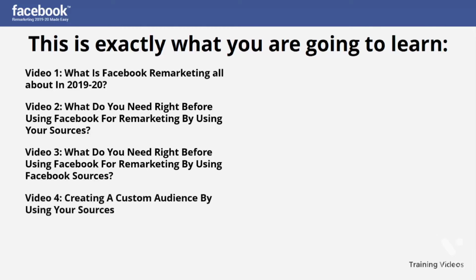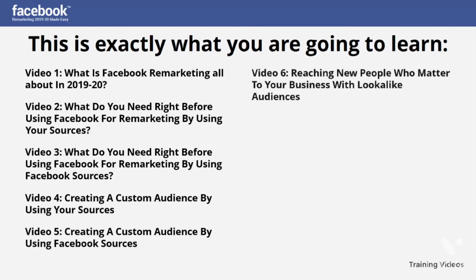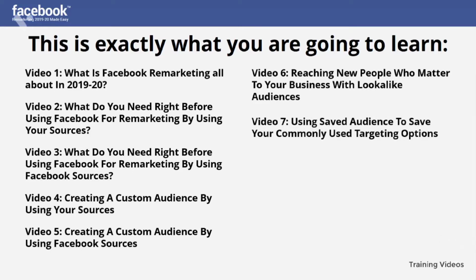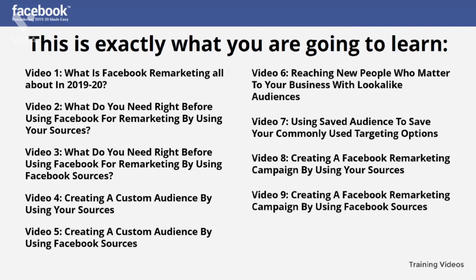Video number 4. Creating a custom audience by using your sources. Video number 5. Creating a custom audience by using Facebook sources. Video number 6. Reaching new people who matter to your business with lookalike audiences. Video number 7. Using saved audience to save your commonly used targeting options. Video number 8. Creating a Facebook remarketing campaign by using your sources. Video number 9. Creating a Facebook remarketing campaign by using Facebook sources.